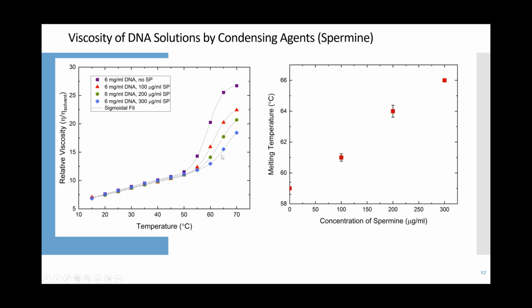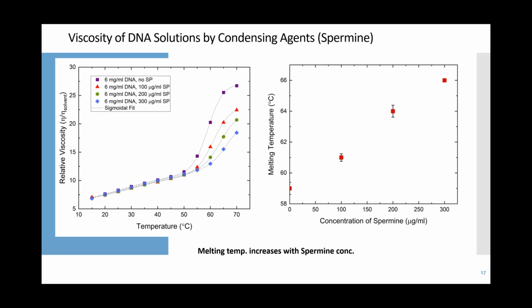When the solution is heated up, for samples with higher concentration of spermine, more energy is required to first unfold or break up their toroidal structure, or say overcome the condensed state, and then overcome the hydrogen bonds in the double helix structure. So this is the reason why melting temperature increases with increasing condensing agent.